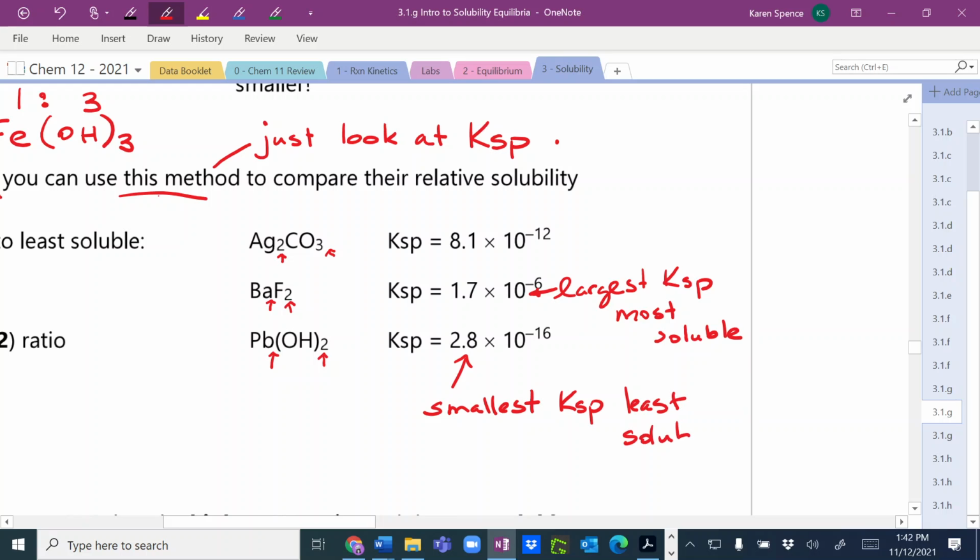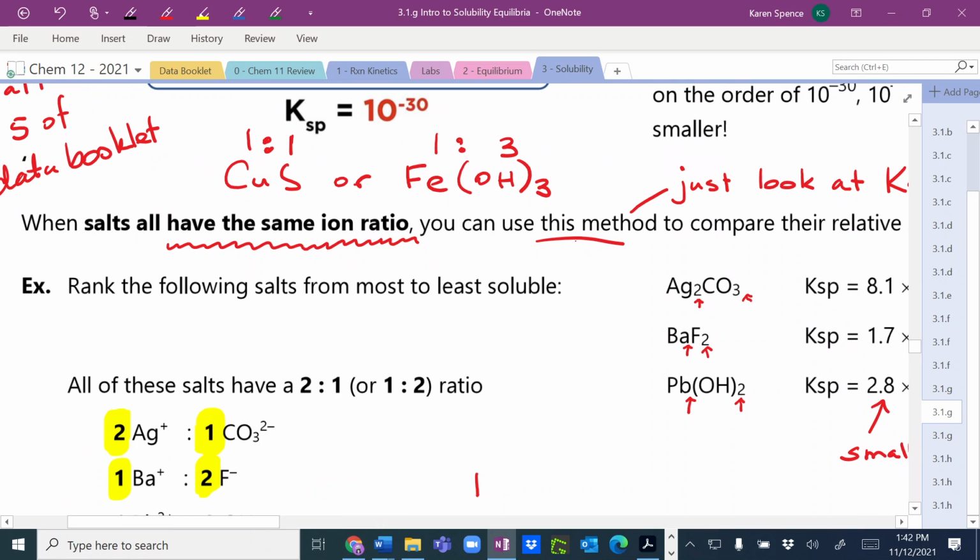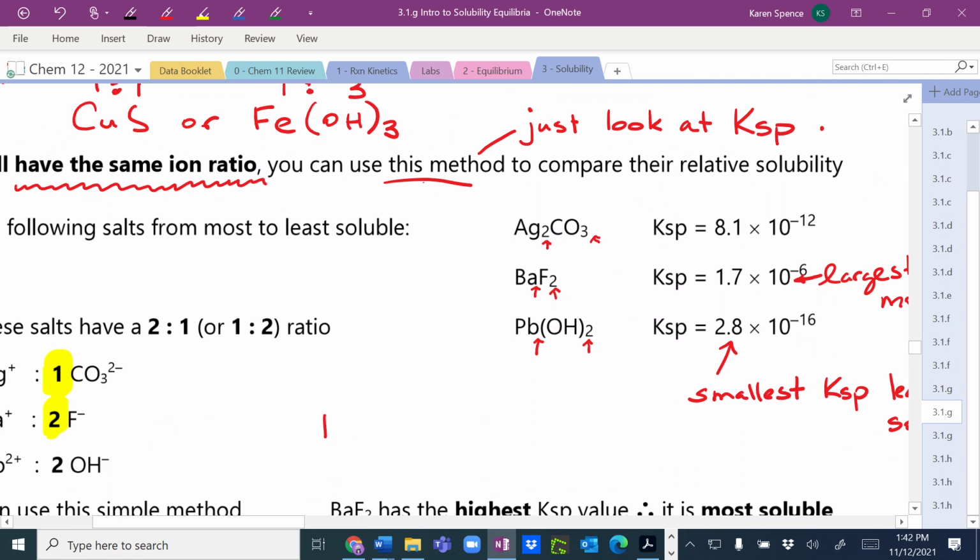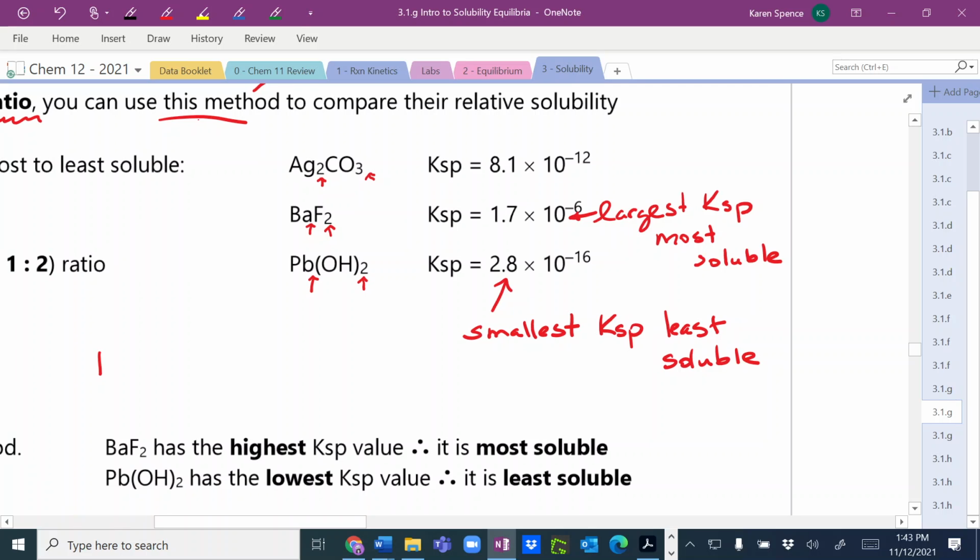So if we were to order these, then we would say from greatest to smallest, does it say from greatest to smallest? From most to least soluble, so we'll go from most. Barium fluoride has a greater solubility than our one in the middle, which is the Ag2CO3, which is greater than the least soluble, which is PbOH2.